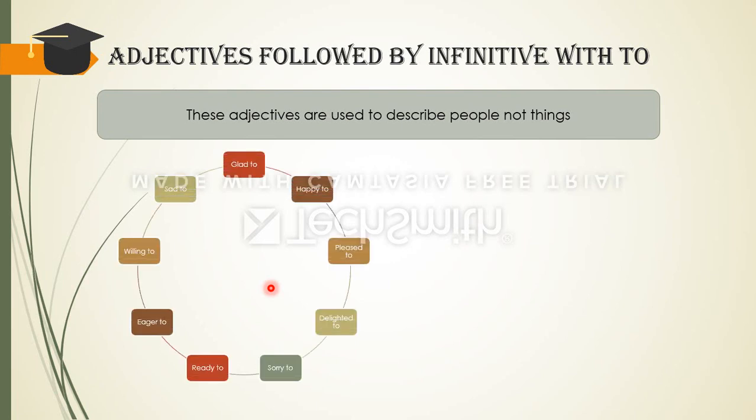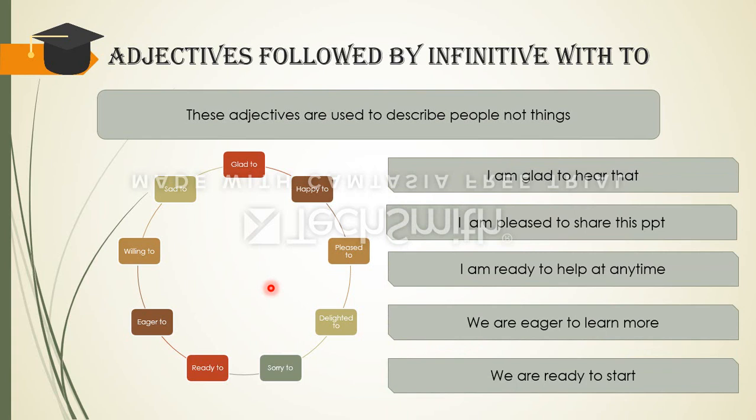Look please, I'm glad to be with you. I'm happy to stay. I'm pleased to meet you. I'm delighted to learn new things. I'm sorry to misbehave. I'm ready to take part in this project. I'm eager to learn new things. So whenever you have these adjectives, and they are used to describe people, we use the infinitive with to.